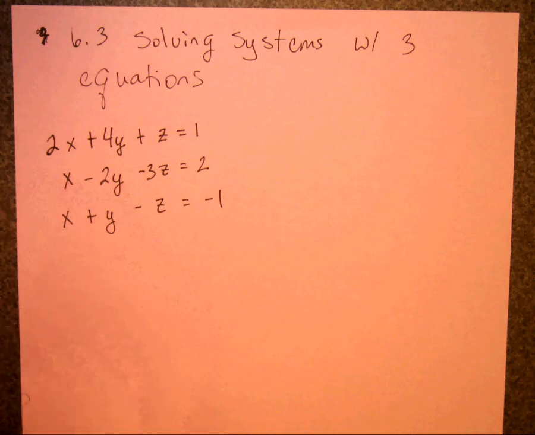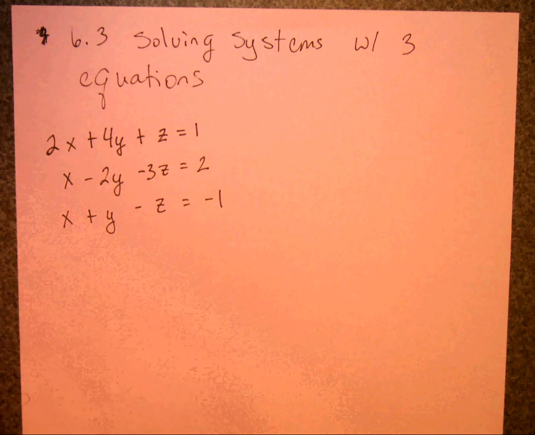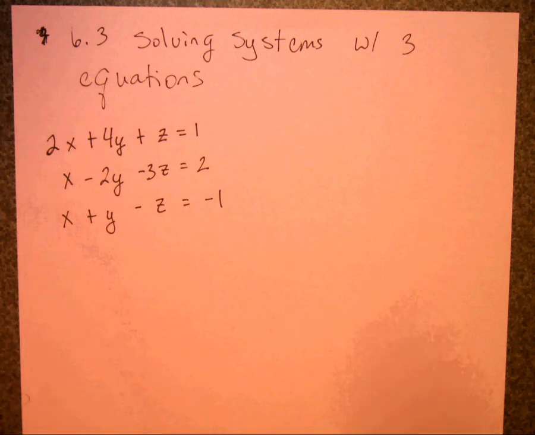But the first thing you need to do is decide what variable do I want to go away. Do I want to work with x and z and get rid of y, or do I want to work with x and y and get rid of z? Do I want to work with y and z and get rid of x? Honestly, doesn't matter. You just have to make that decision and work towards it, okay? I'm going to make the decision that I'm going to get rid of the x's.